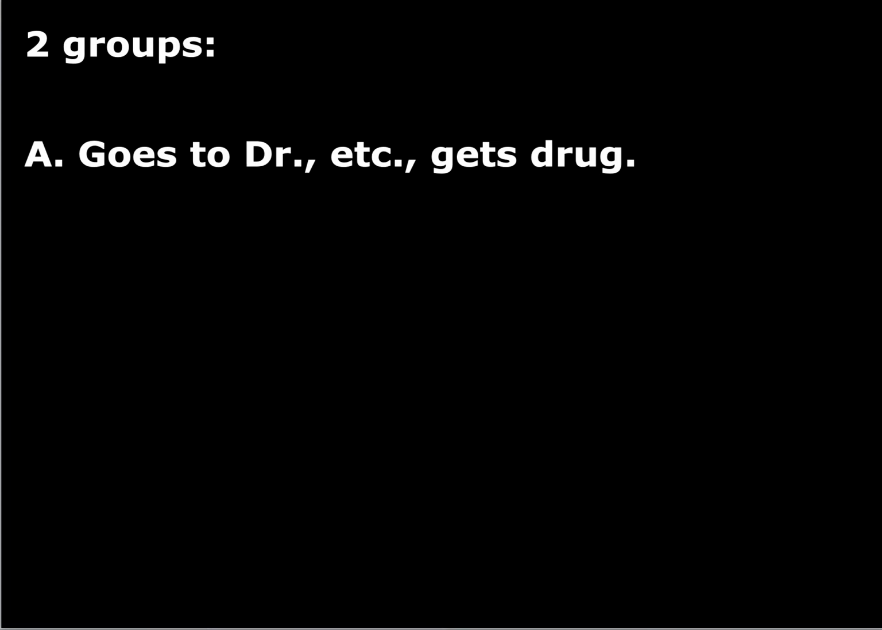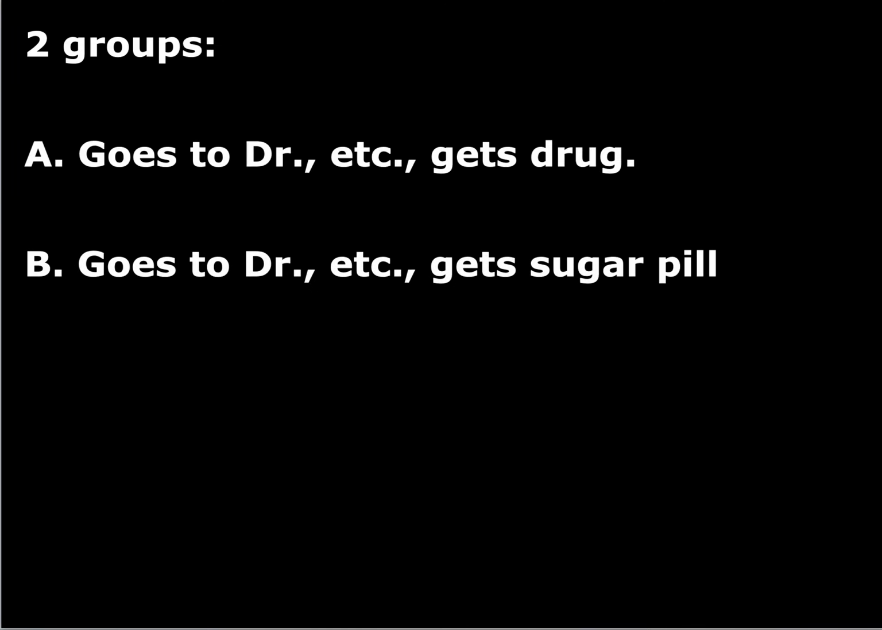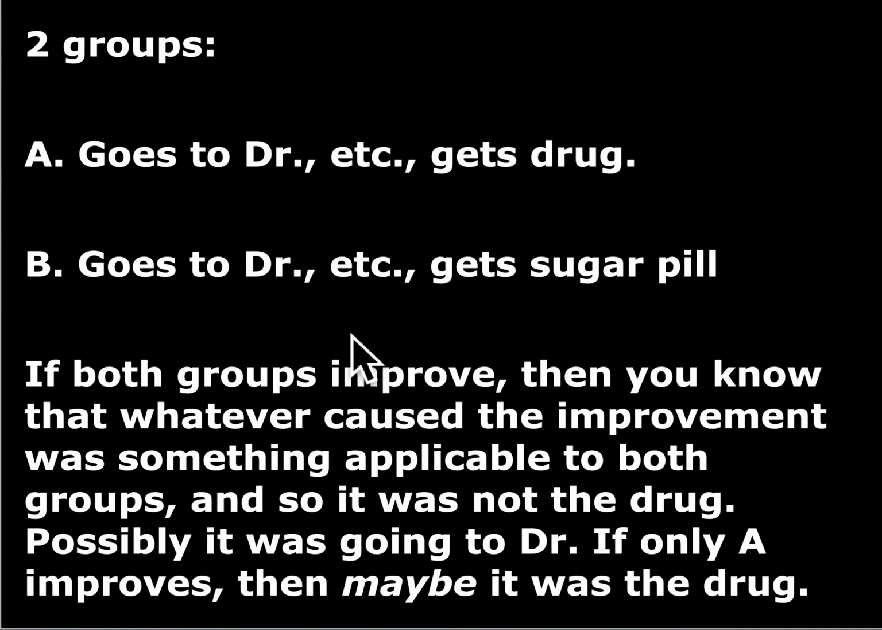Okay. So you have two groups. There's group A that goes to the doctor, gets the drug, your experimental group, and then you have a control group. They go to the doctor, et cetera, but they just get a sugar pill. They get a placebo. But you try to make everything else the same. They're still going to a doctor. So these people are still going to expect to get better. You don't tell them that it's just a sugar pill. You tell everybody that they're getting the drug. And why do you do that?